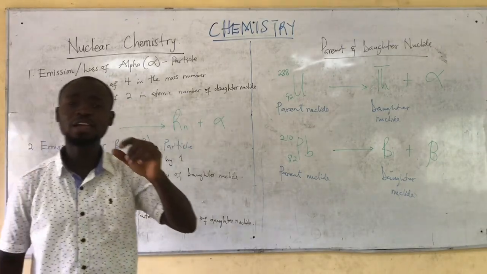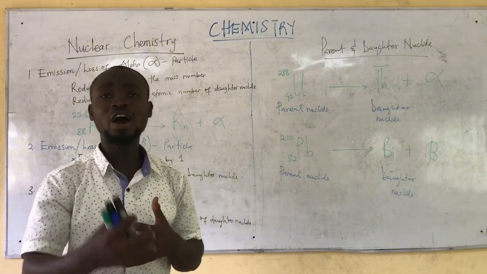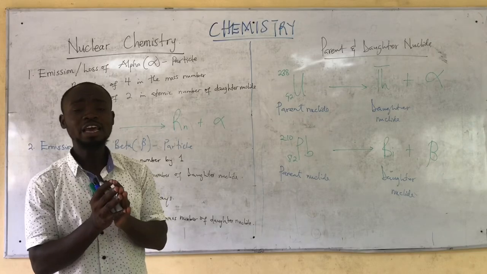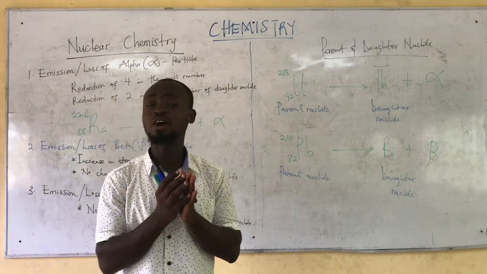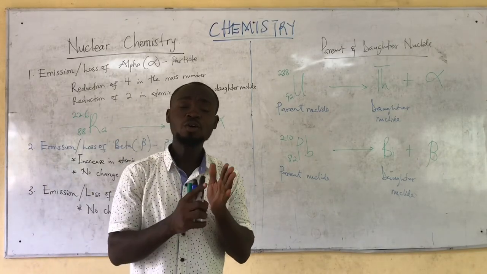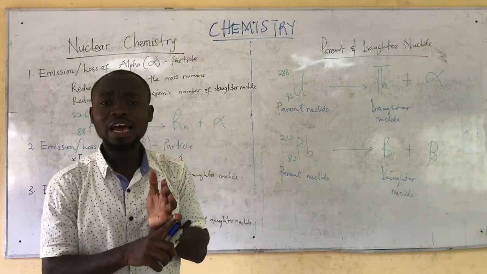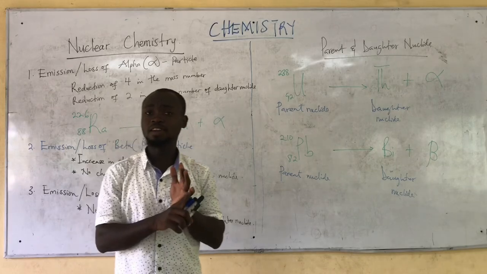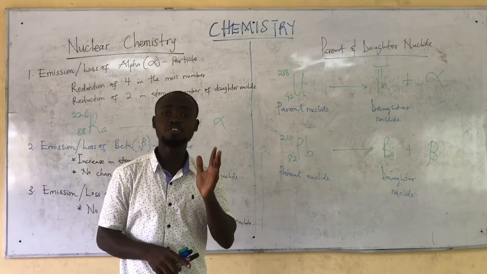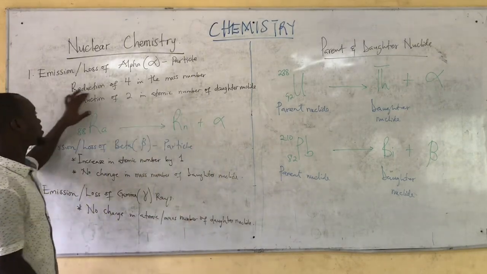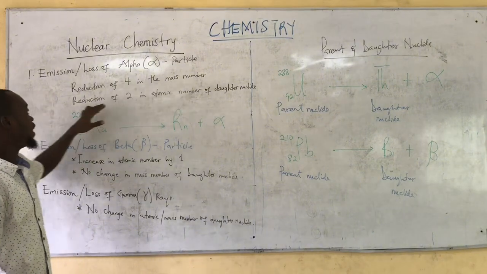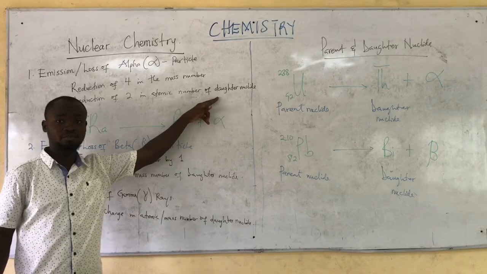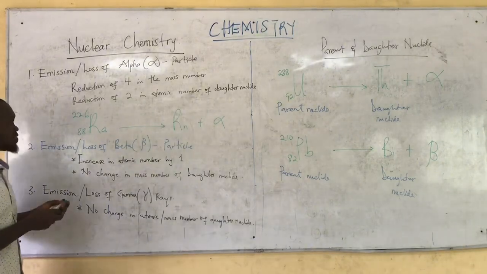When a radioactive element undergoes alpha decay or alpha emission or a loss of an alpha particle, what is the meaning? It means that anytime a radioactive element undergoes an alpha emission, the daughter nuclide reduces by 4 in terms of its mass number, and its proton number also reduces by 2. So I've written reduction of 4 in the mass number and reduction of 2 in the atomic number of the daughter nuclide. So let's take an example.